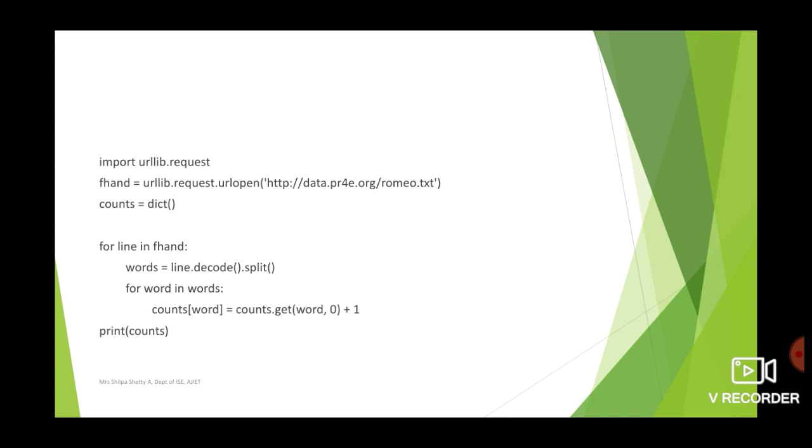So I hope the procedure is clear. First we extract a single line, then we decode that line and split it into words. Then for each word we will find the number of occurrences. And remember, the split function will return a list. So from the list we will fetch each word and find the total number of occurrences of that word. At the end we can print the dictionary. The dictionary will print the word and its frequency, that is, the key and value pair will be the word and its frequency.